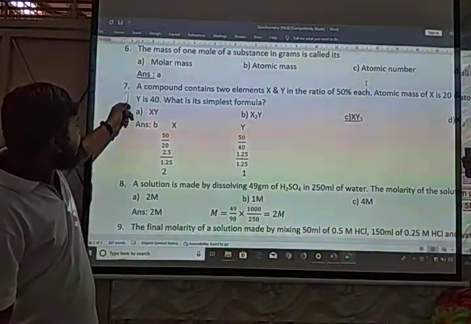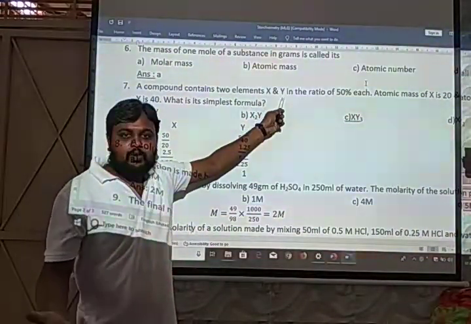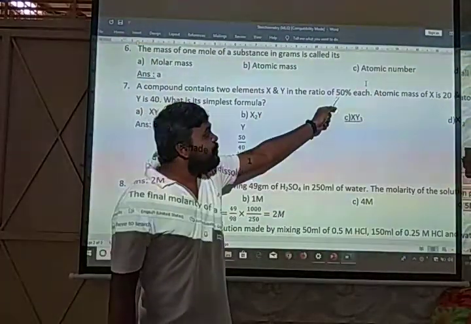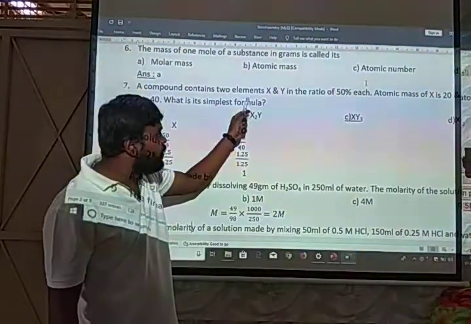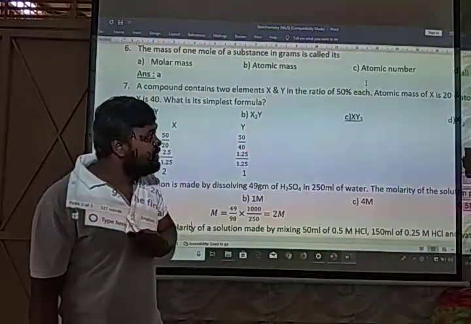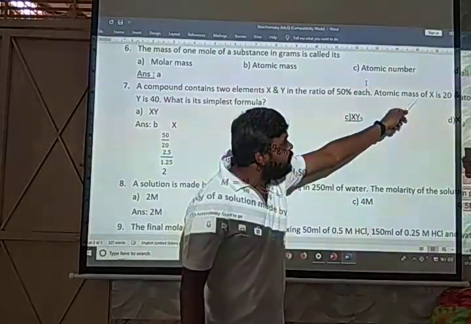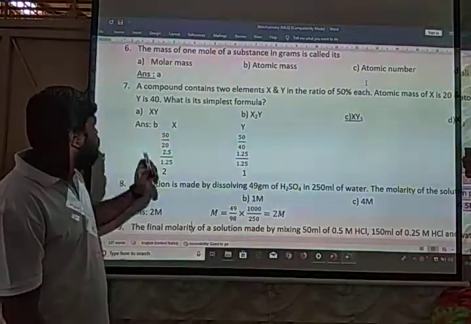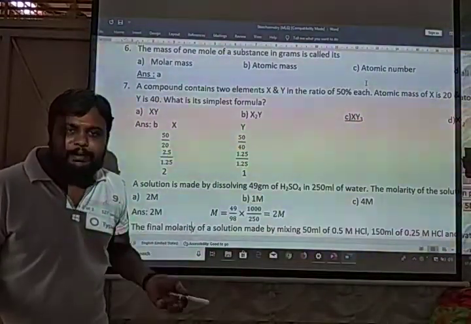Next is a compound containing two elements, X and Y, in a ratio of 50% each. That is, X is 50% and Y is 50%. They have only given the percentage abundances of X and Y, and also given that the atomic mass of X is 20 and the atomic mass of Y is 40. What is its simplest formula? The simplest formula is nothing but the empirical formula.